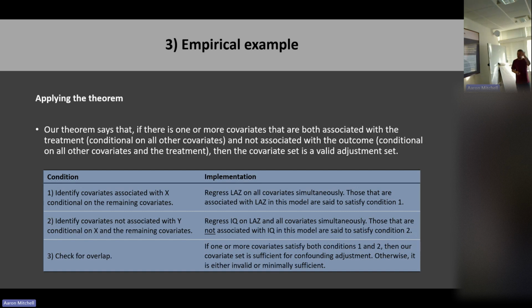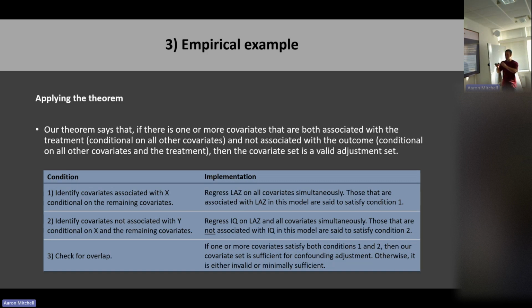Remember, our theorem said that if we had one or more covariates that were, one, associated with the treatment given all other covariates, and two, not associated with the outcome given treatment and all other covariates, then our covariate set is valid. So how can we check this? I mean, not check the assumptions, but check if the conditions of the theorem are satisfied or not.